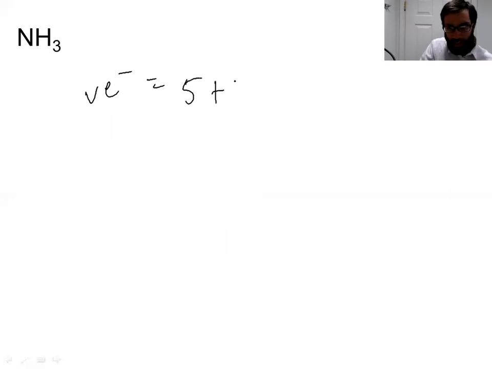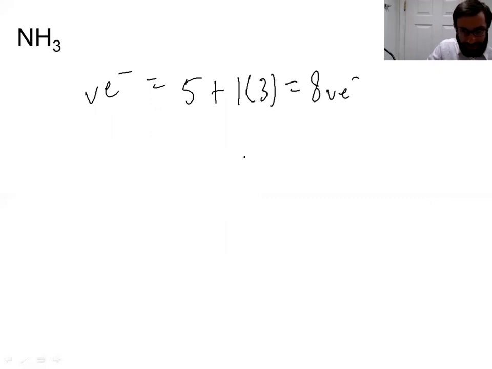Something a little more interesting, let's go to NH3. Again, valence electrons, nitrogen's in group 5. So that's 5 valence electrons. There's 3 hydrogens, each good for 1. That gets us 8 valence electrons. Nitrogen is going to be our central atom. Hydrogen can never be in the center because it can't bond to more than one thing. So we're going to have a skeletal structure that looks like this to start out, right?